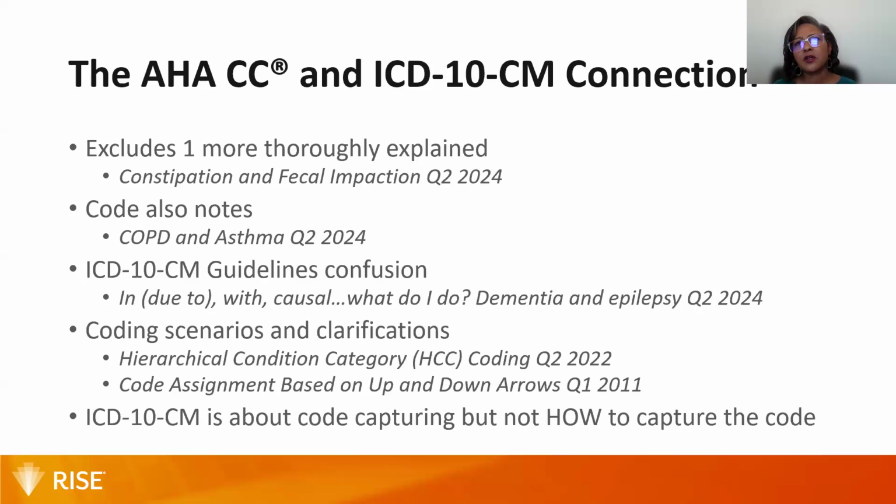We also have some confusion with the ICD-10 guidelines sometimes. A really great example of this that we'll look at in a moment too is when you have the term "in" or "due to" with the causal, you're like, what do I do? Sometimes it's clear, sometimes it is not clear. Example, when it's clear, we know about the causal. If you have diabetes and you have a "with," you're able to make that link, right?